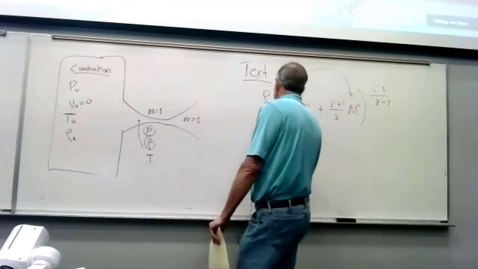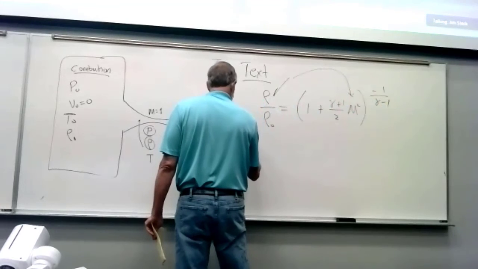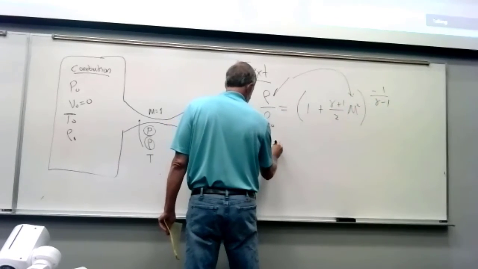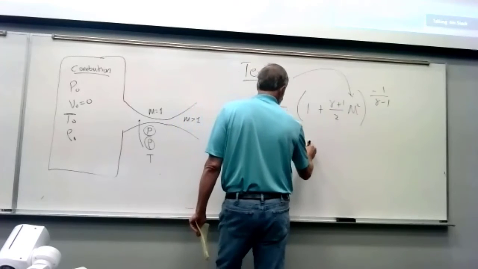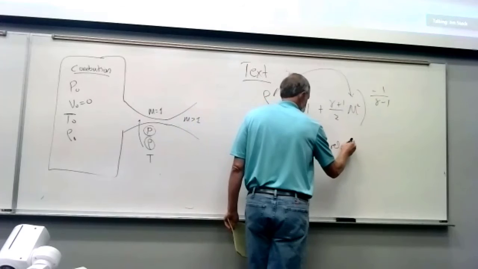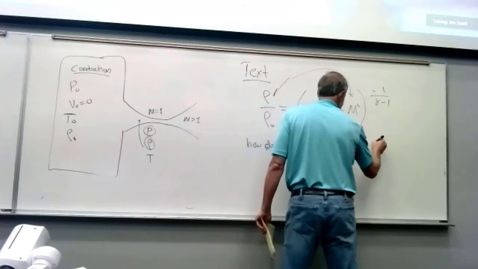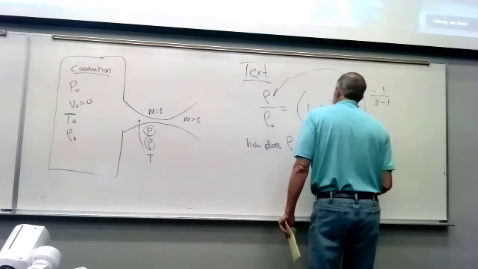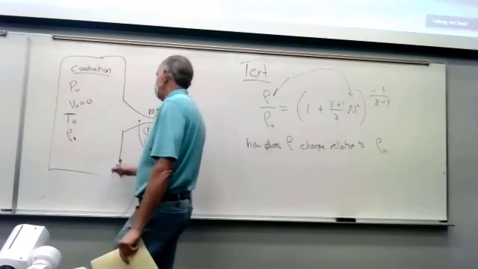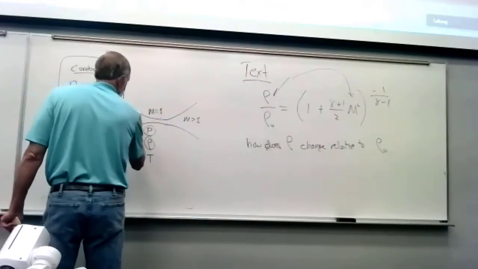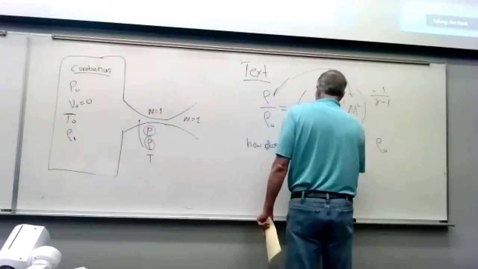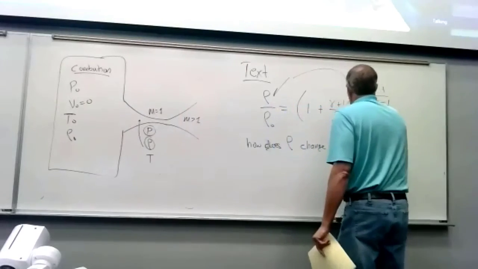So really what we can tell is how much does the density change relative to the stagnation density, the density in the tank. As it comes out of the tank, the density is going down as it goes through here. How much density change do we get relative to Mach number?